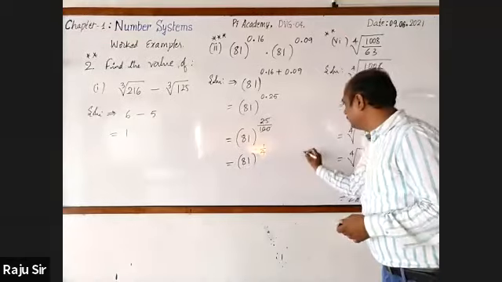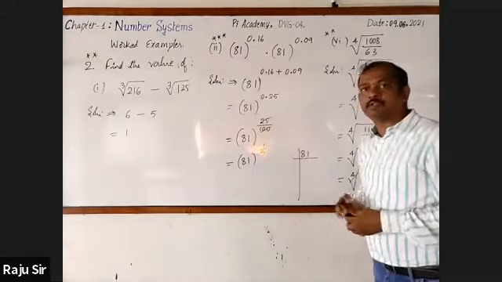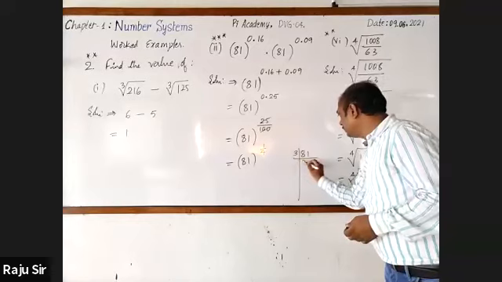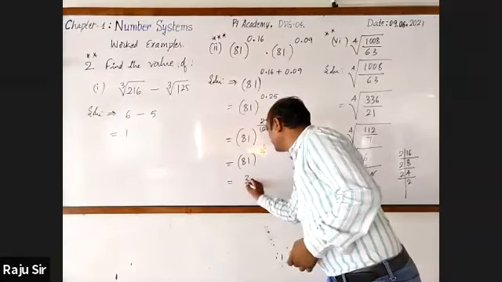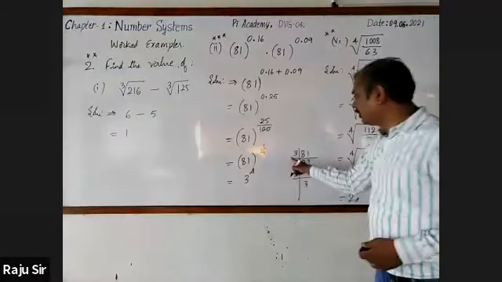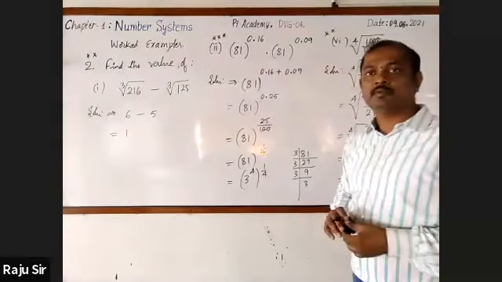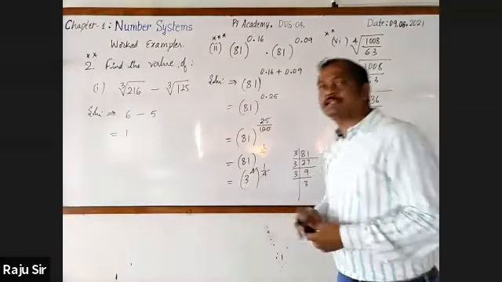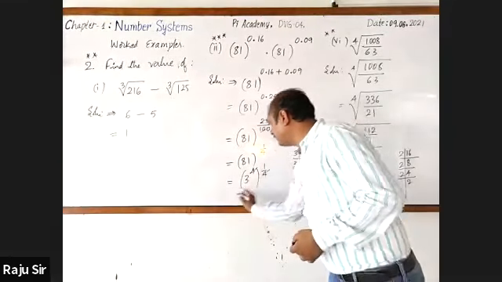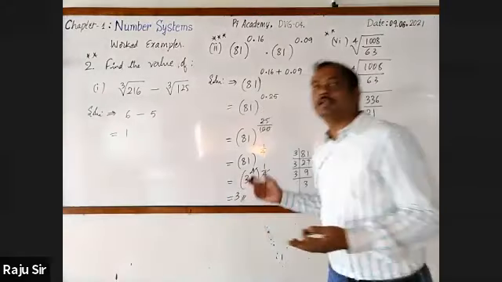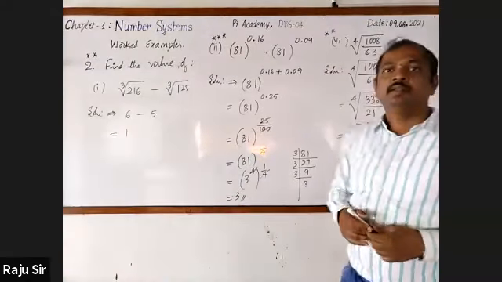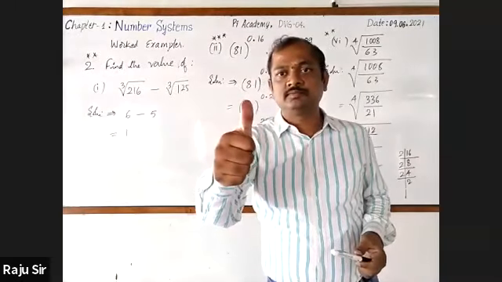Now for 81, I'll find the factorization. 81 can be written as 3 raised to the power 4. Now 3 to the power 4, whole raised to the power 1 by 4. The 4 and 4 get cancelled. You will get 3 raised to the power 1, which is nothing but 3. Have you got it now? Yes, sir.